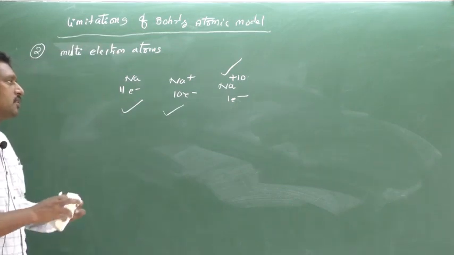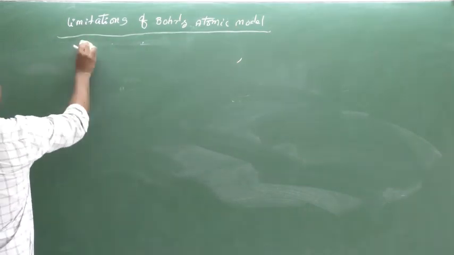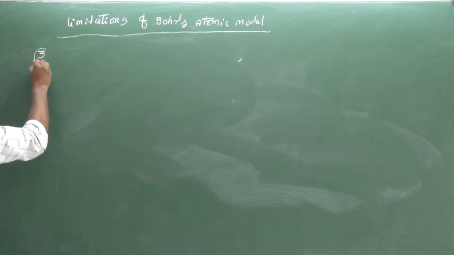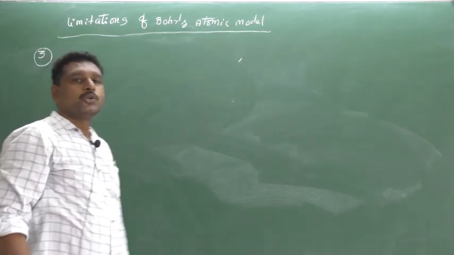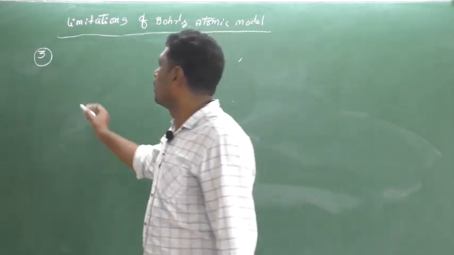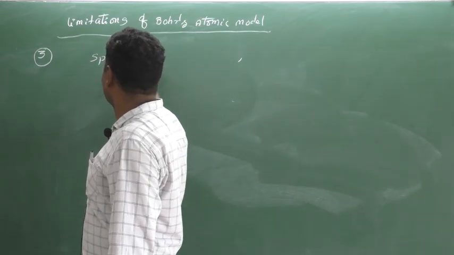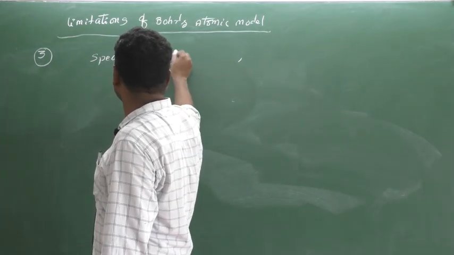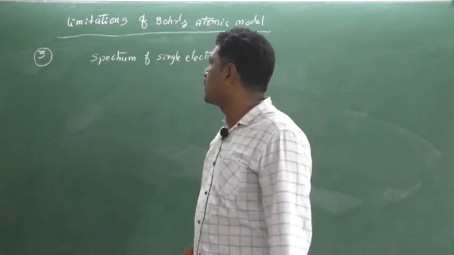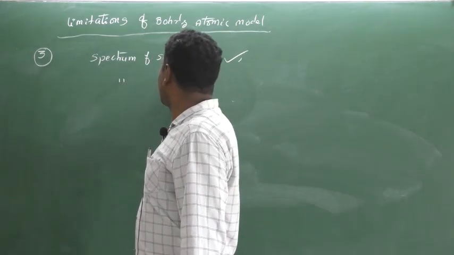After that, the third limitation is that it explained the spectrum of a single electron, and it failed to explain the spectrum of multi-electrons.